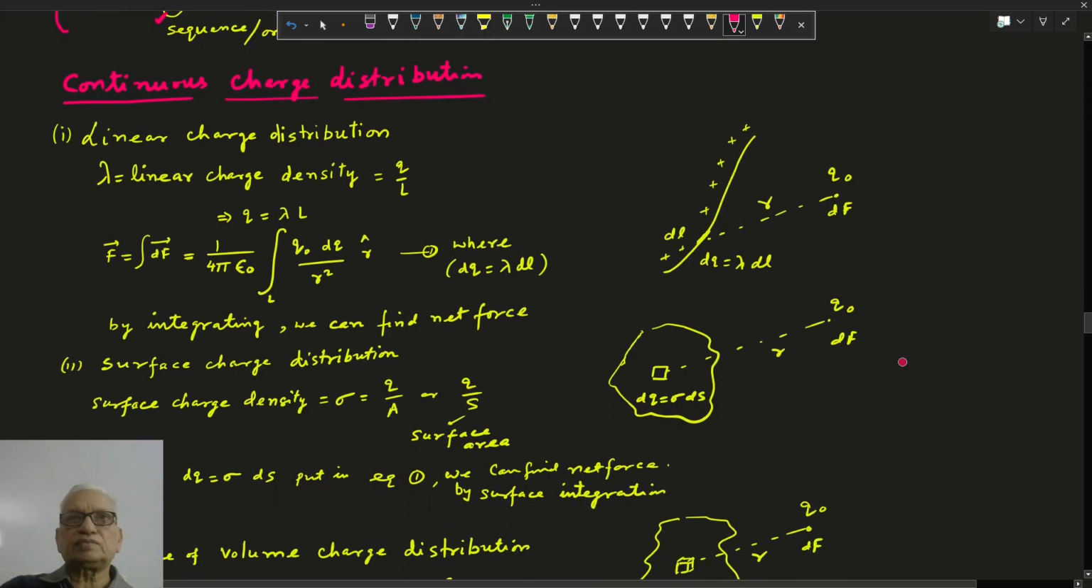Now we consider here continuous charge distribution. There are cases such as line charge distribution, linear charge distribution, area-wise distribution, volume-wise distribution.